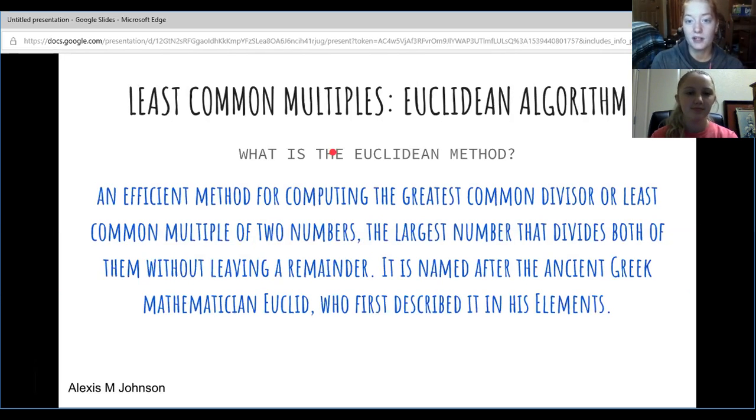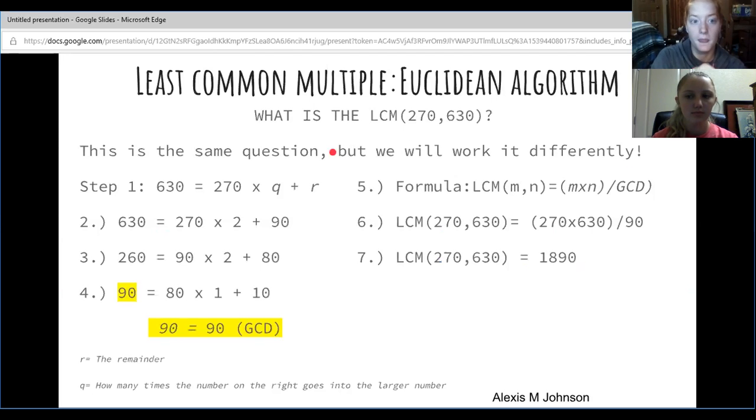The next method I want to talk to you about is the Euclidean algorithm. What is this method? It is an efficient method for computing the greatest common divisor of two numbers, the largest number that divides both of them without leaving a remainder. It is named after the ancient Greek mathematician Euclid, who first described it in his Elements. This is the same question, but we'll work it out a lot differently. 270 and 630, we're going to find the LCM.